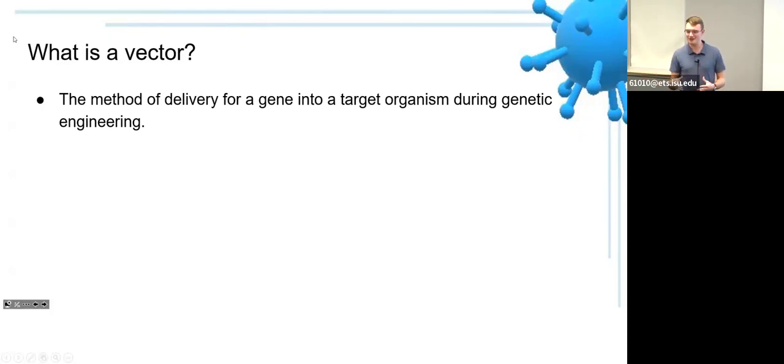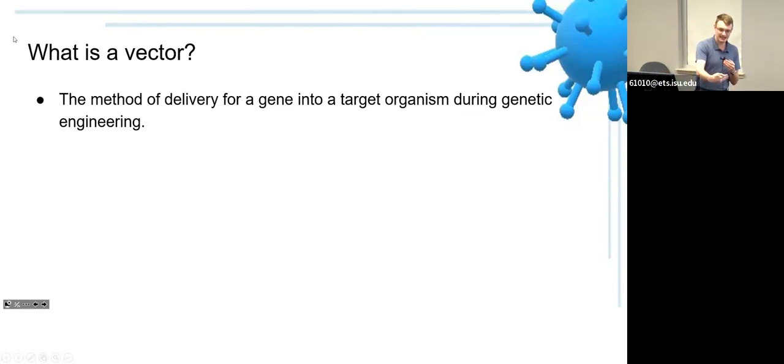So if you're talking about ecology, they would say a mosquito is a vector for malaria because it delivers malaria to the target organism. In the case of genetic engineering, it's whatever you use to deliver a gene from outside of a cell that you're trying to change to the inside of a cell that you're trying to change. And there are lots of different kinds of vectors that we use.